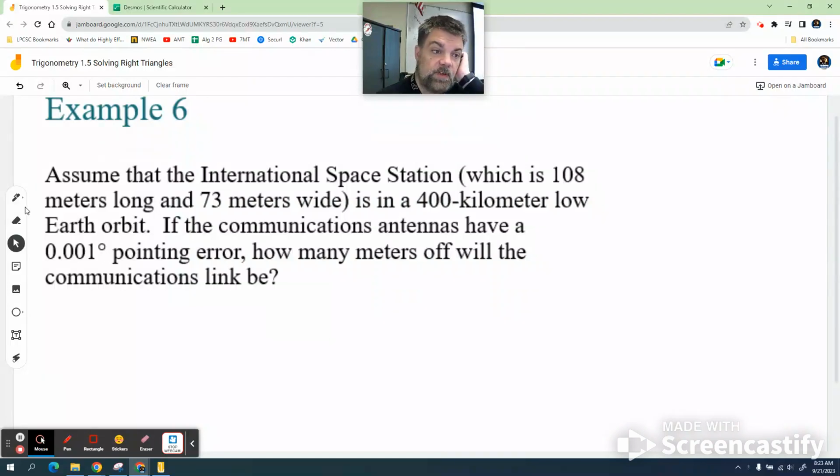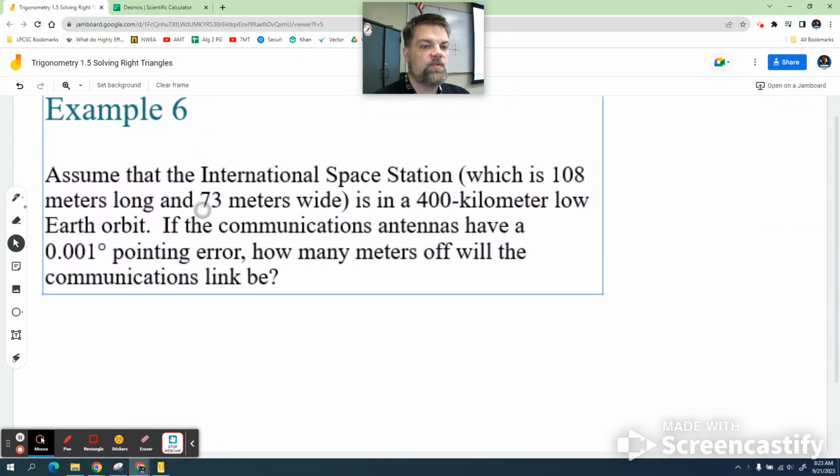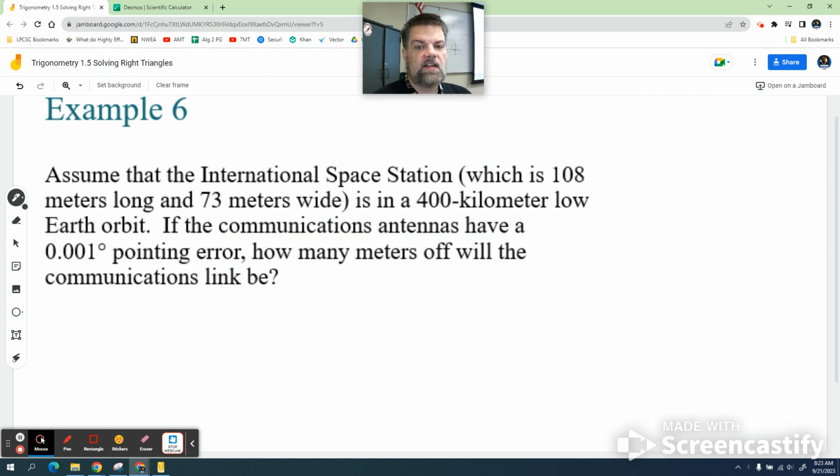So for example number 6, it says assume the International Space Station, which is 108 meters long and 73 meters wide, is in a 400 kilometer low Earth orbit. If the communication antennas have a 0.001 degree pointing error, how many meters off will the communications link be? Oh, wow.